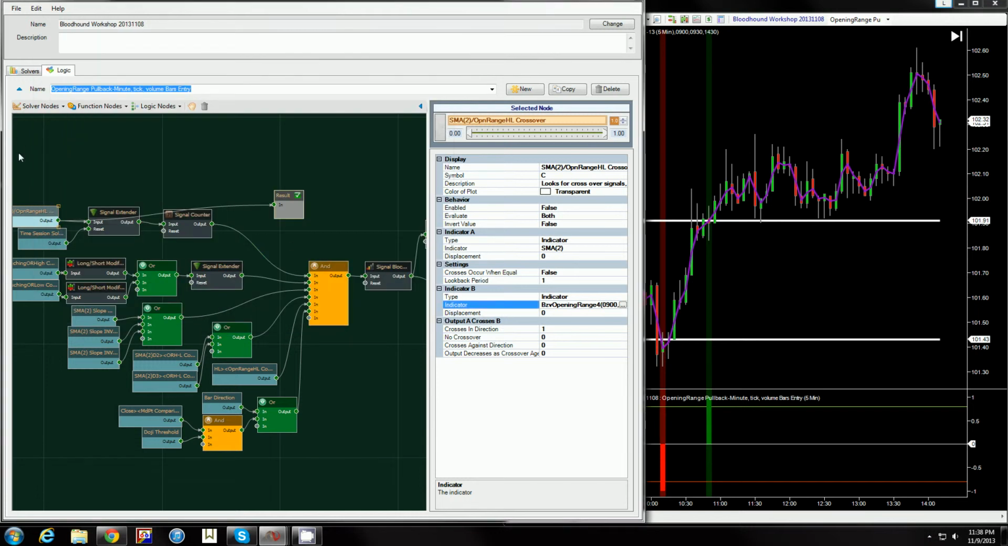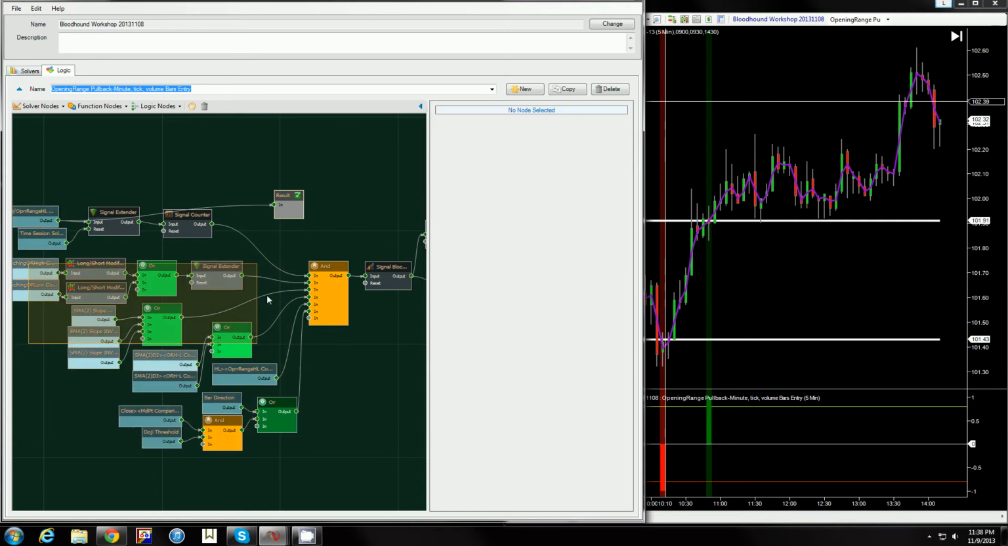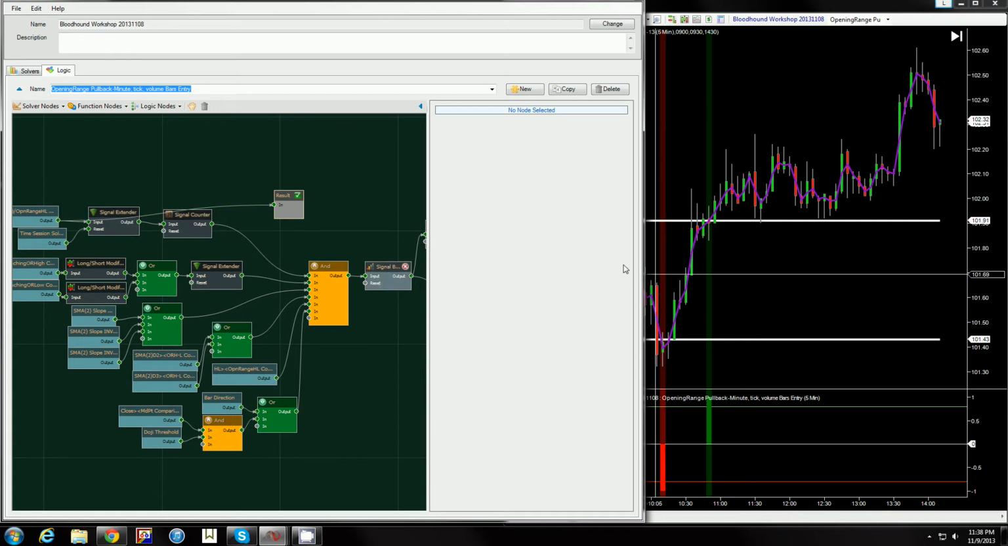Now this is pretty cool. What I did was, in order to get rid of the initial signal, because we don't want it. The initial signal is just the initial condition that we want to push forward so that we know to then take a pullback trade. So this is the initial signal that we're pushing forward, and the conditions that we want to enter on are these. Okay? So we want to eliminate that first signal, but first we want to extend it forward.